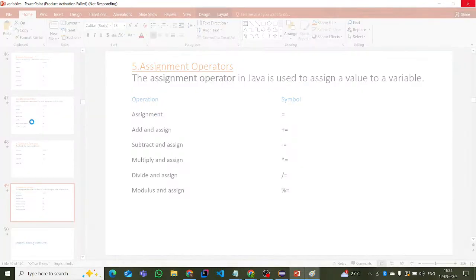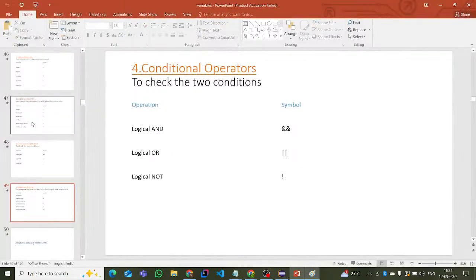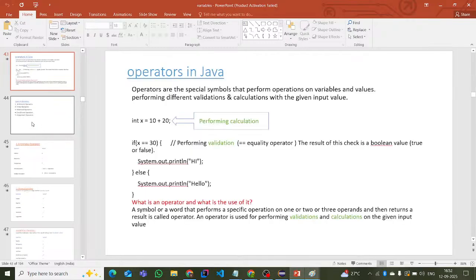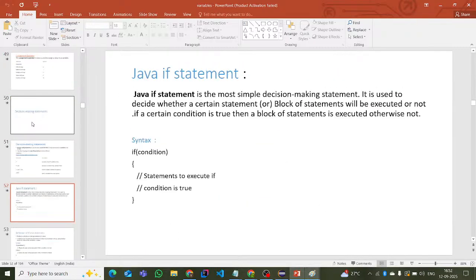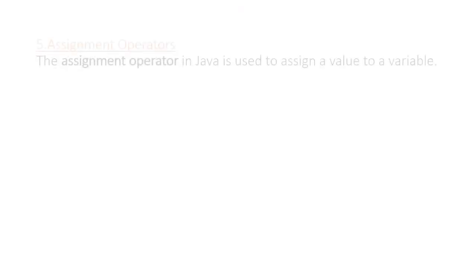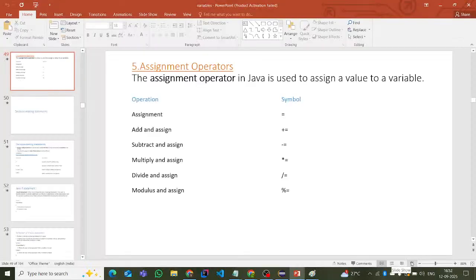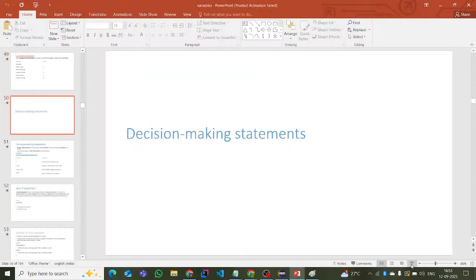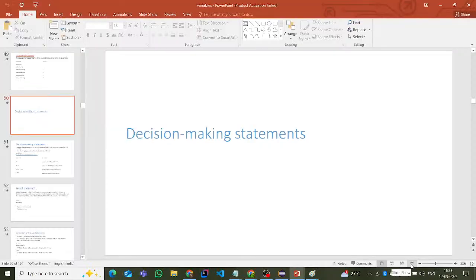Simple introduction about operators, right? Operators are special symbols that perform operations and validations. They do some validation and calculation. So we will see that in a future session. We'll see this at the next topic, decision making statements. Okay, we'll see it on the coming day, Monday.